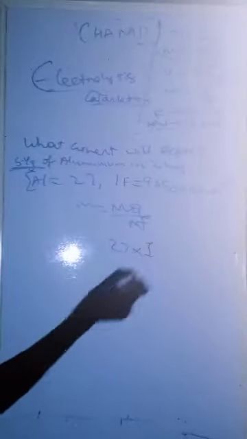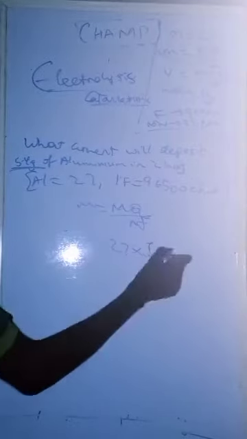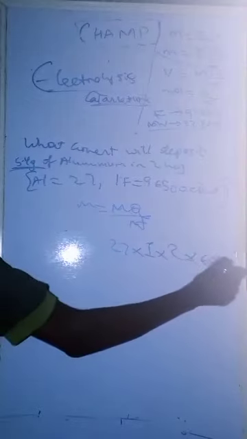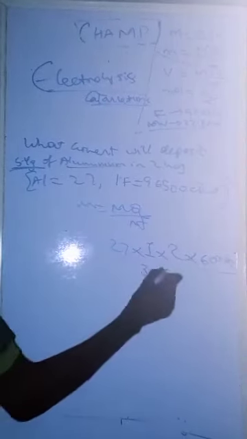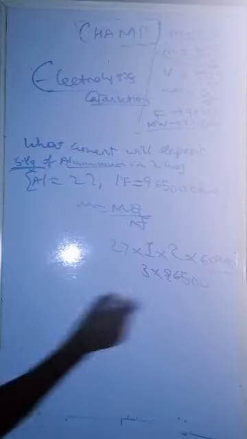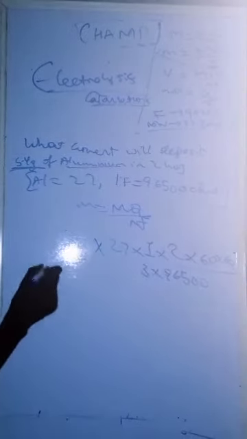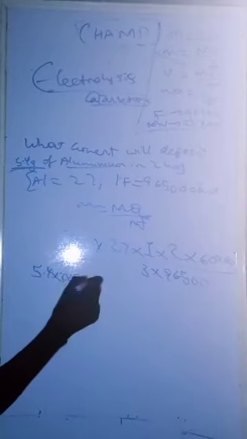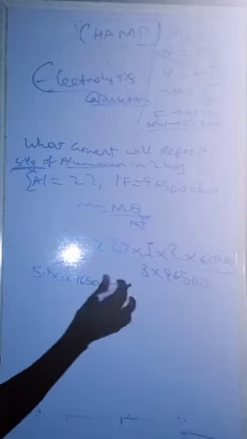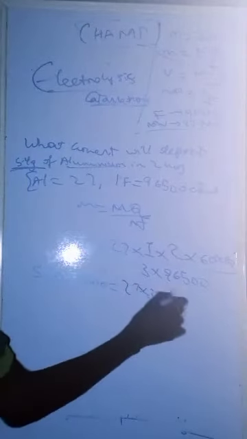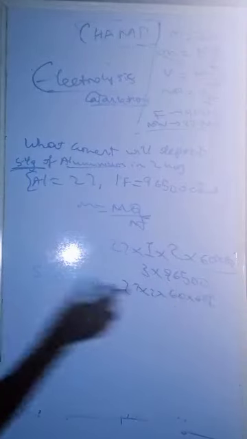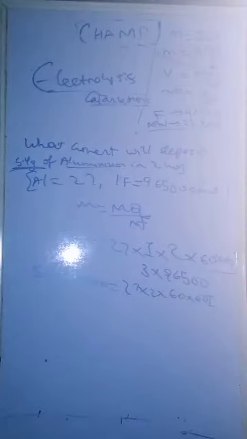Current times your time, which is 2 hours. I told you to convert hours to seconds, so times 60, then 60, over n for aluminium. We said it the other time: 3 times 96,500. So just cross multiply. 5.4 times 3 times 96,500 is equal to... let me write it first.